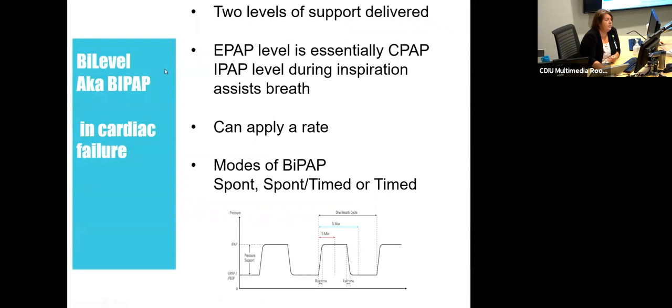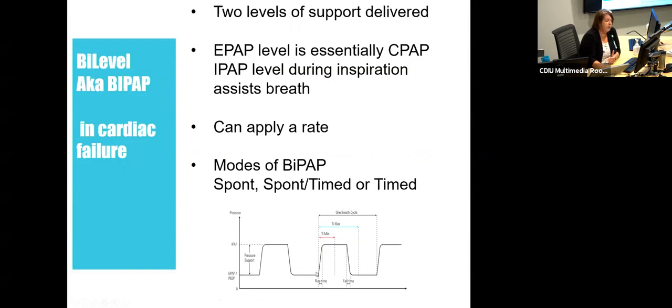When we talk about BiPAP or bi-level, we have to think about things, because what's going to happen is I'm going to have not only a pressure that's continuous within my thorax, but I'm going to have intermittent higher pressures, right? There are different modes that we can use. We can use a spontaneous mode, a spontaneous timed mode, or a timed mode. Those have a rate that's applied with them. But it assists every single breath.